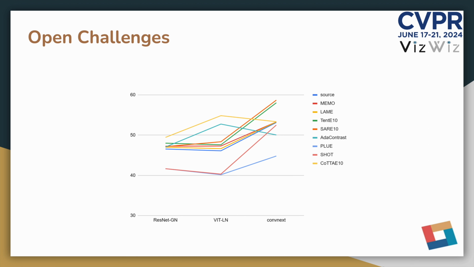As can be seen, the performance ranking changes significantly depending on the pre-trained model used. In the future, test time adaptation methods should be robust, regardless of the pre-trained model they are applied to.